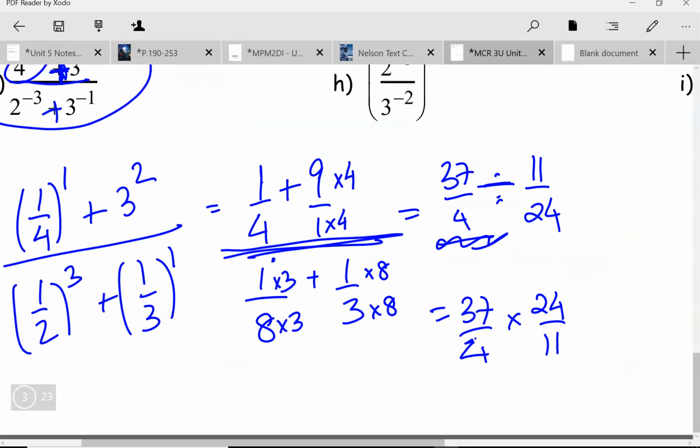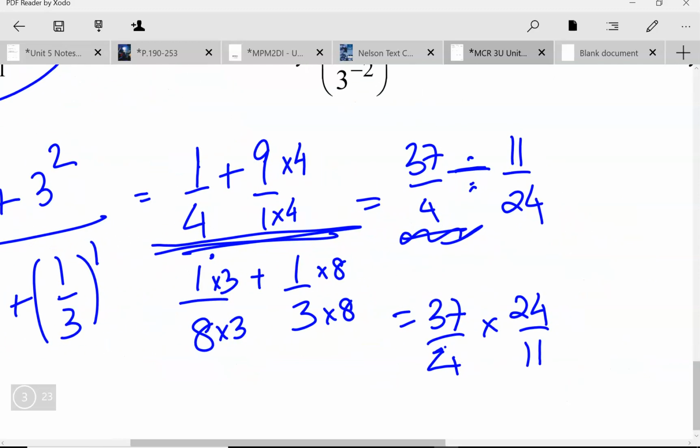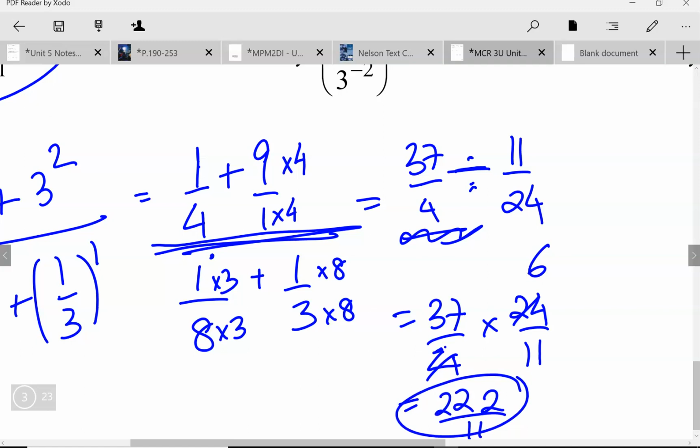This is just division of fractions, right? You flip the second fraction. And I'm going to do some cross canceling. 37 times 6 is 222, divided by 11. And that's my answer. I don't think you can do anything else to that. So that's going to be that.